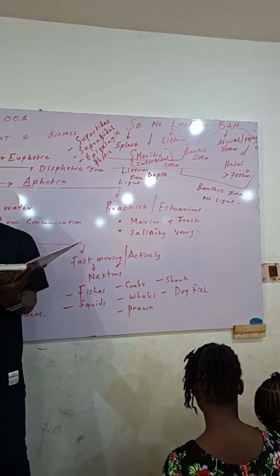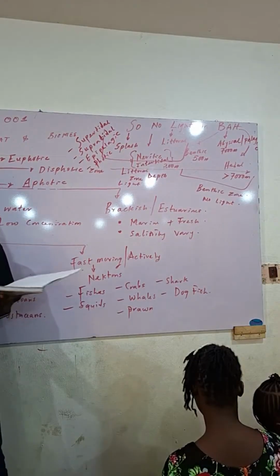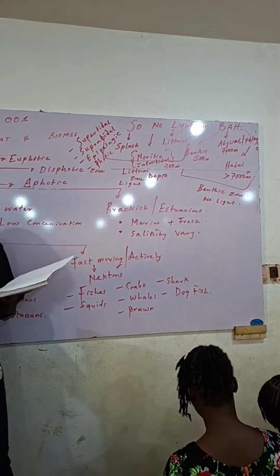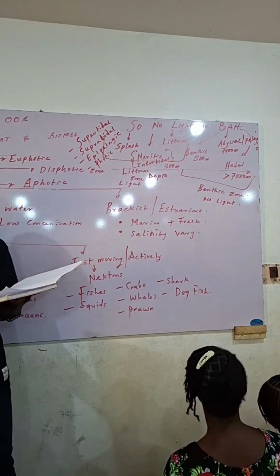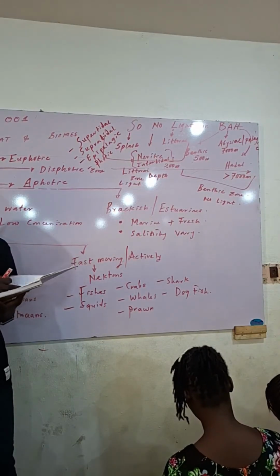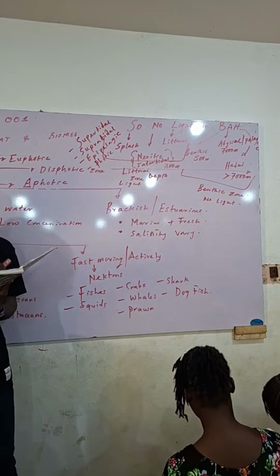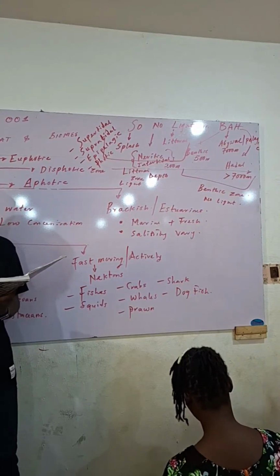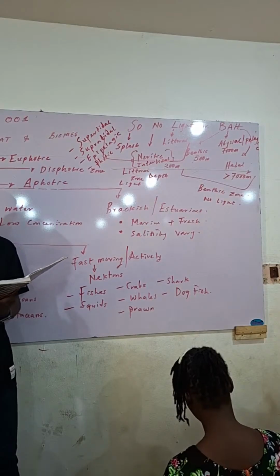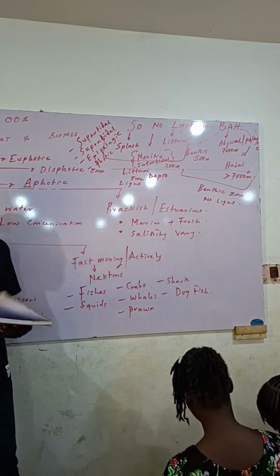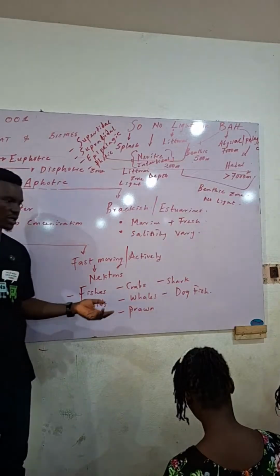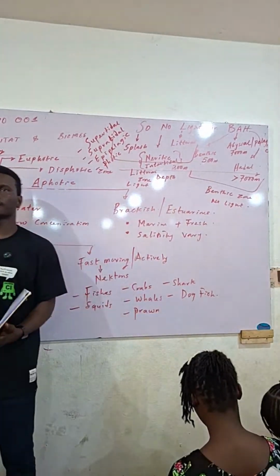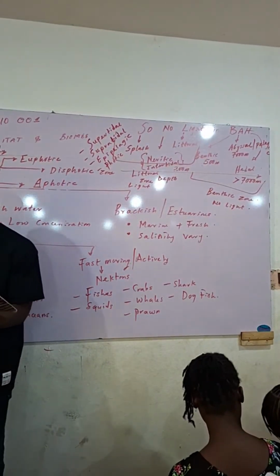Then another zone is also known as aphotic zone. Aphotic, like no light. Aphotic zone.